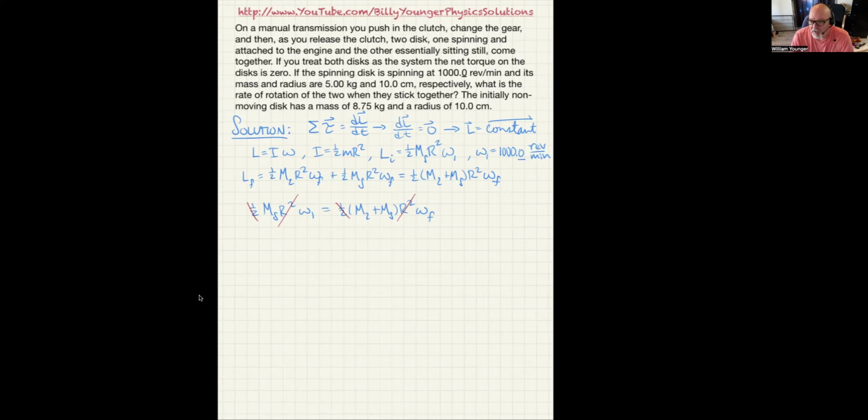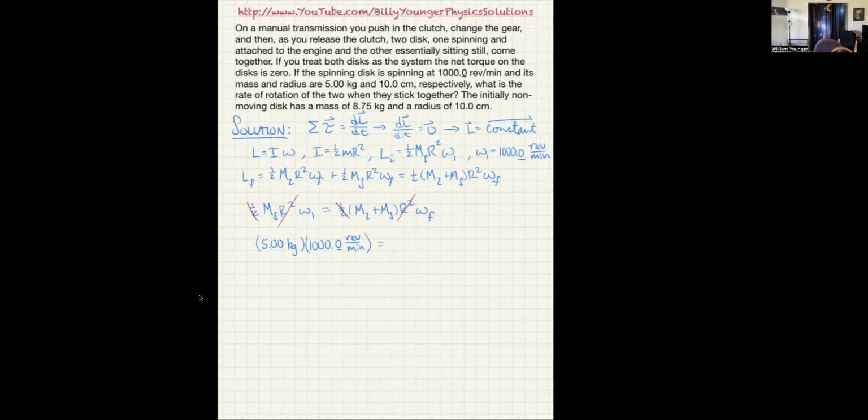That's not normally the way I do it. I like to solve for the variable symbolically first and then put in the numbers, but I'm going to do it the way that most students do it. Most students probably wouldn't even notice the 1/2 and the r squared canceling out on both sides, because that's a very easy thing to miss when you plug all the numbers in initially. So I'm going to go ahead and write in the numbers. We have 5.00 kilograms, the mass of the spinning disk, and we have 1,000.0 revolutions per minute as the omega.